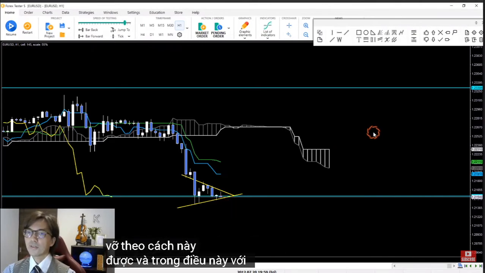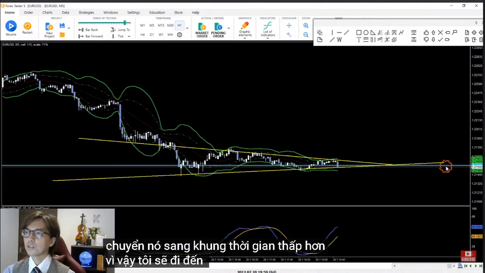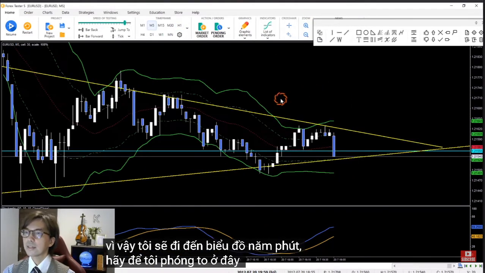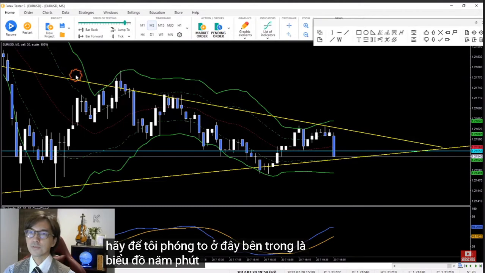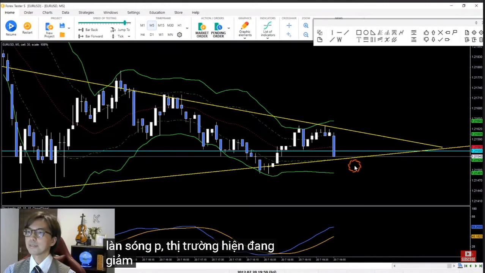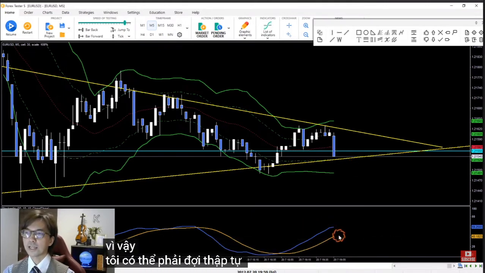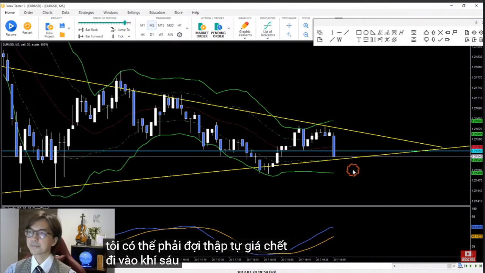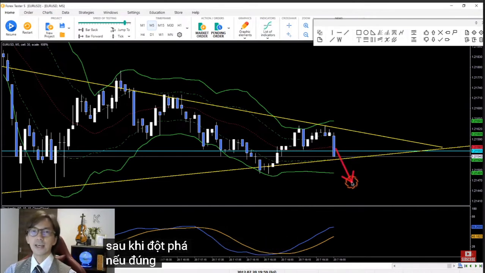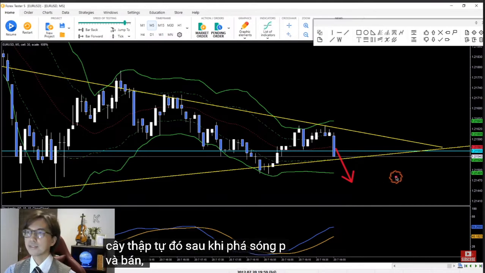Okay, and with that in mind, I switch it to lower time frames. So I'll go to the 5-minute chart. Let me zoom in here. In 5-minute chart, within the P wave, the market is right now going bearish, but the stochastic is in a golden cross. So I might have to wait for the dead cross to come on stochastics. And the dead cross could happen after the breakout. If that's the case, then I will take that dead cross after the P wave break and take a sell.